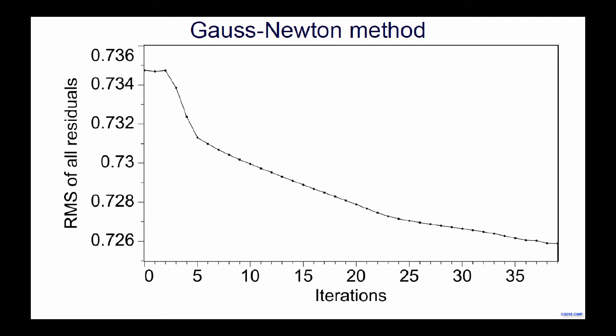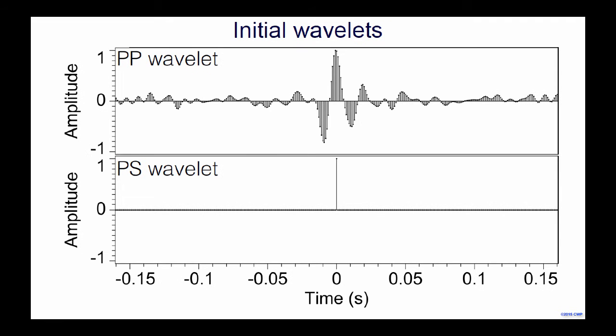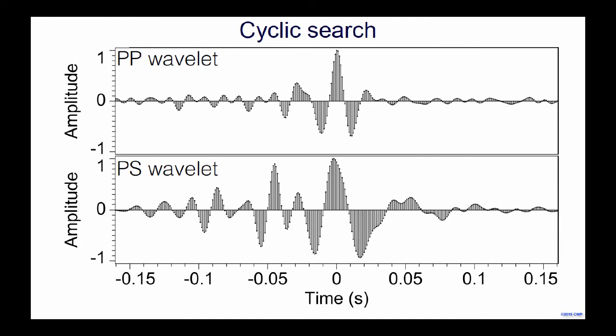And now let's compare the estimated PP and PS wavelets between these two methods. Now one thing I forgot to mention is that each method starts with a guess of the PP and PS wavelets. Our initial guess for the PP wavelet is simply the shaping filter that shapes the squeezed PS image to the PP image, and our initial PS wavelet is simply an impulse. Now let's look at the wavelets we get with the cyclic search method. And you'll notice that these wavelets are quite a bit different from the wavelets we get with the Gauss-Newton method.